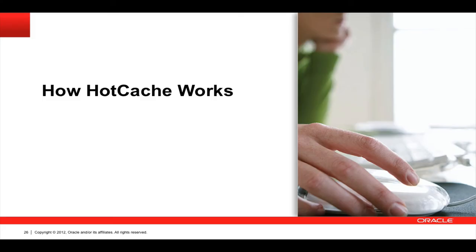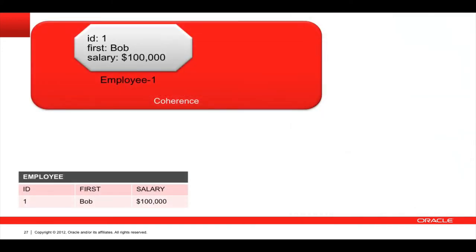Okay, well, now that we've seen the demo run, let's take a look at how the HotCache is working. What is it that allows us to get the changes propagated? Well, it's fairly straightforward. Here's an example. I have a steady state example where I have the cache matching the database. I've got employee 1, Bob here, who's got a salary of 100,000.